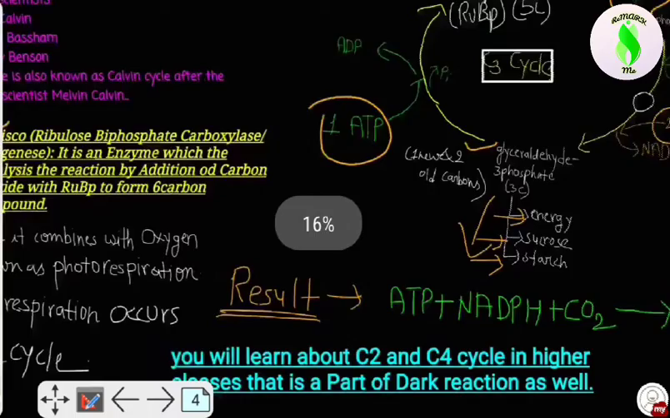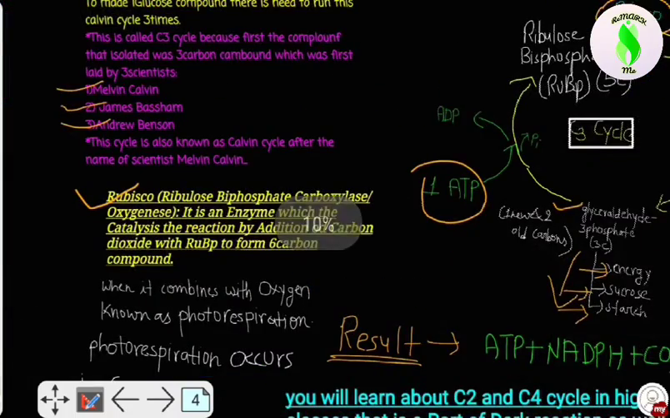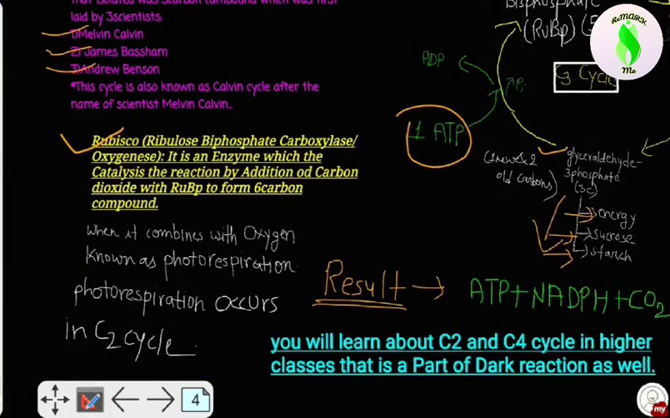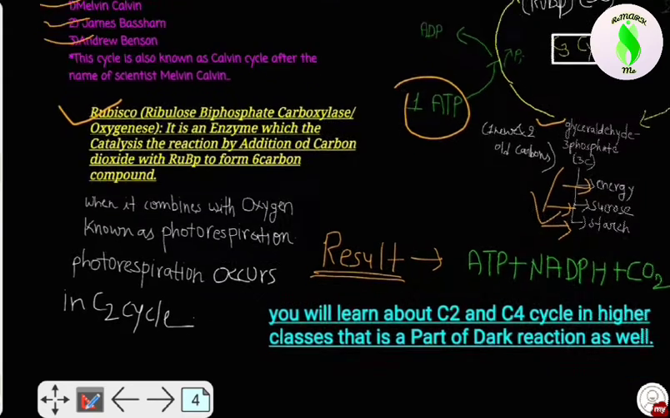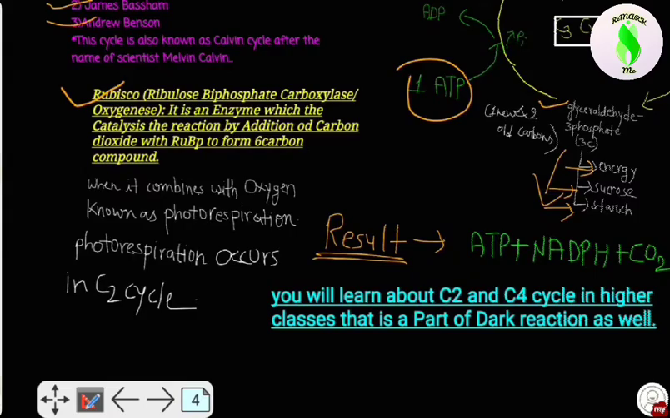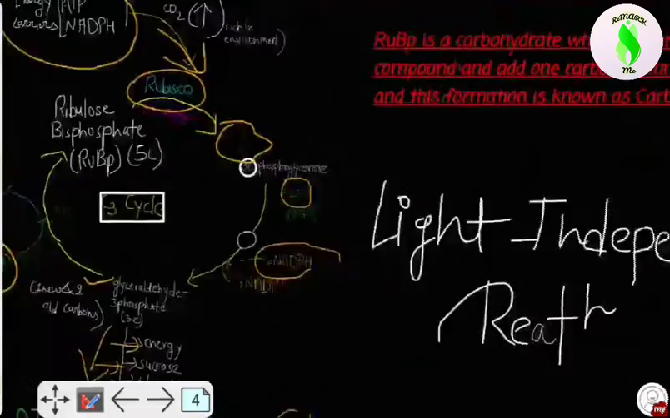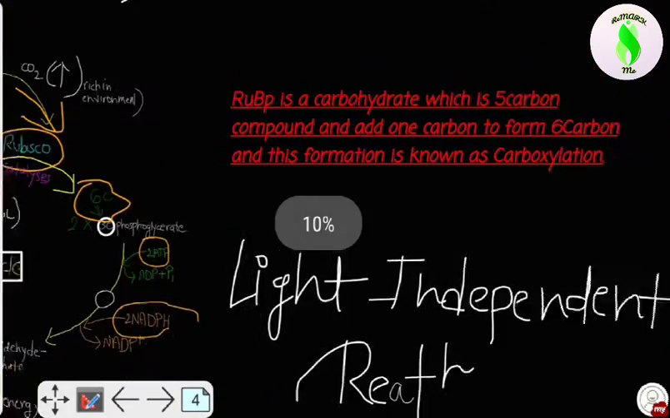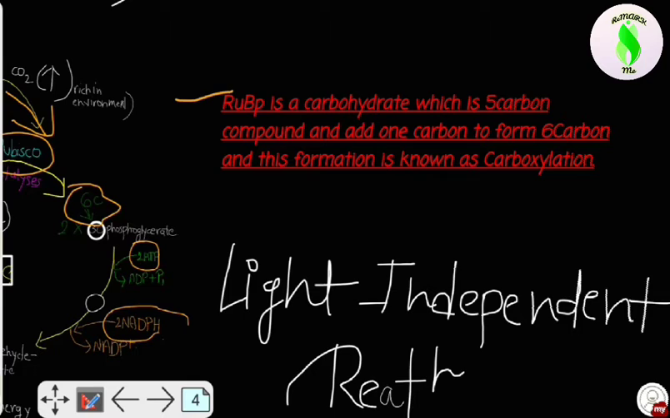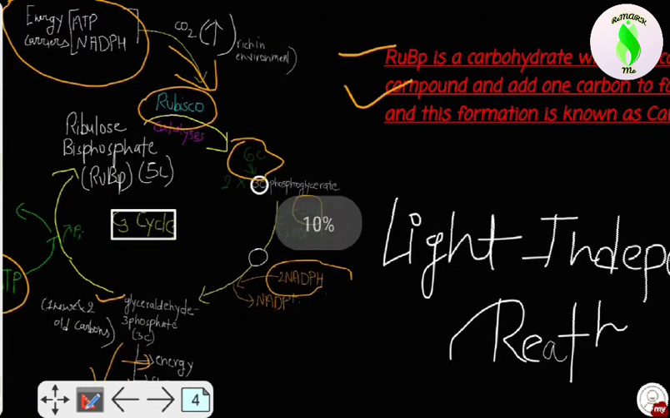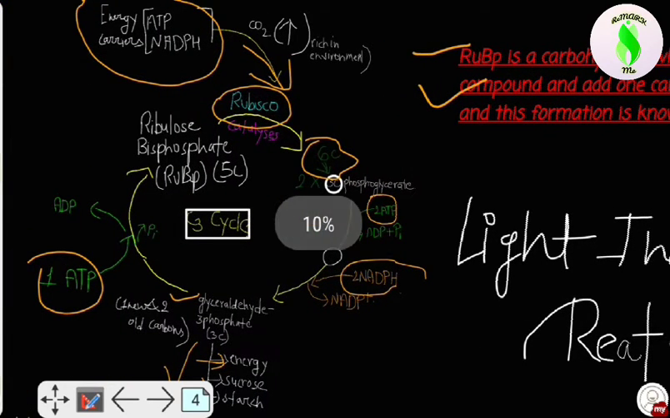Now the important terms that you need to know: Rubisco is an enzyme that catalyzes a reaction by addition of carbon to RuBP, that is a 5 carbon sugar, to form a 6 carbon compound. RuBP, the 5 carbon compound, adds 1 carbon to form a 6 carbon compound, and this formation is known as carboxylation, that is, addition of 1 carbon to the RuBP. So what is the process of addition of carbon?